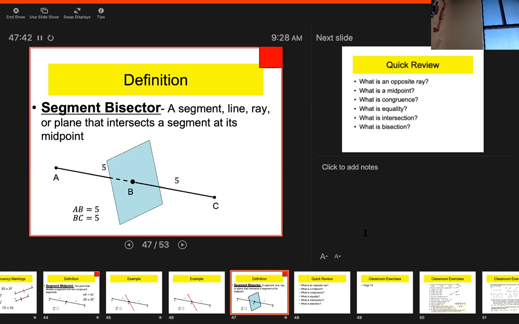Segment bisector. What number do you want, Mike? Have I covered everything? Yeah. I better, because this is the last one.